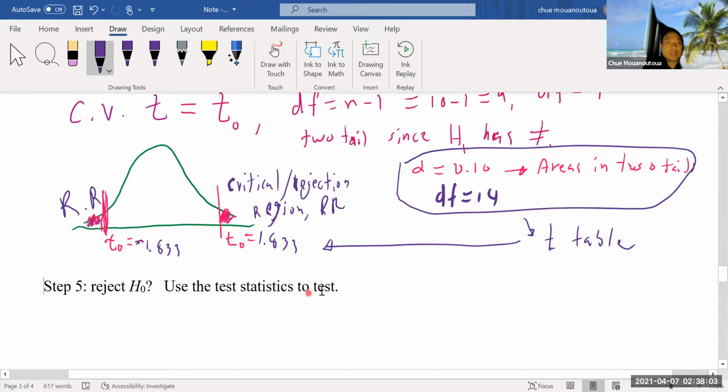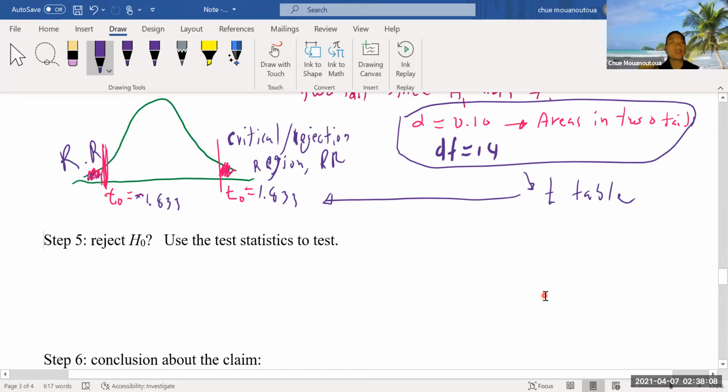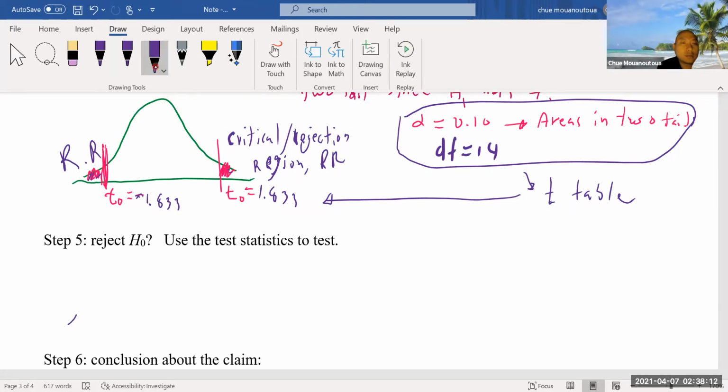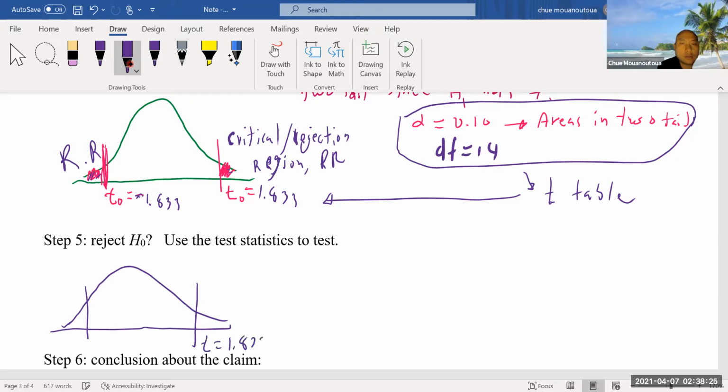I'm going to use a test step to test. So again, I'm going to draw here. This T is again 1.833. This is T sub 0, that is the critical value, negative 1.88. I'm going to test using the test stat. So right here in the middle is when t sub 0 is 0.